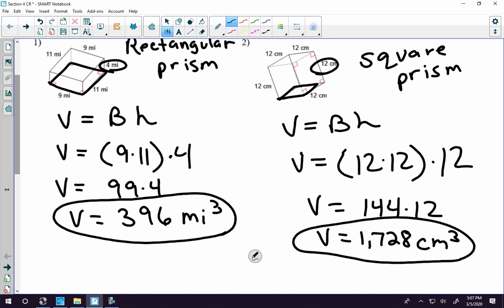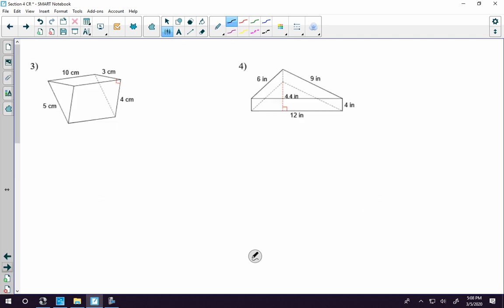Again, in number 2, when we say the space or volume inside of this square prism, what we're really saying is how many squares can we stack on top of each other all the way to the top. In this case, we're stacking squares. We stacked them 12 high. Moving on to a triangular prism. We just did on the first page how to find the volume of a rectangular prism. We're stacking rectangles, and then in number 2, we're stacking squares.